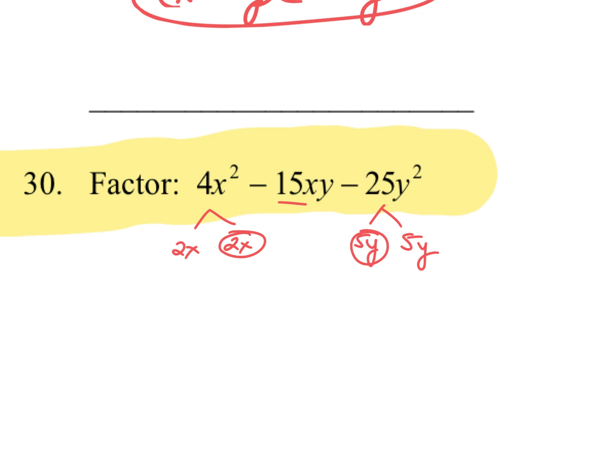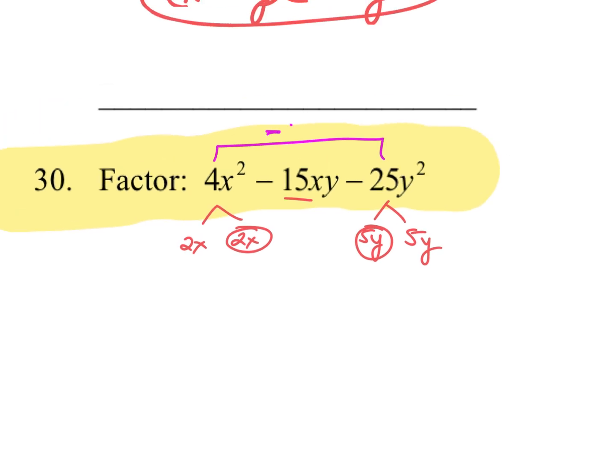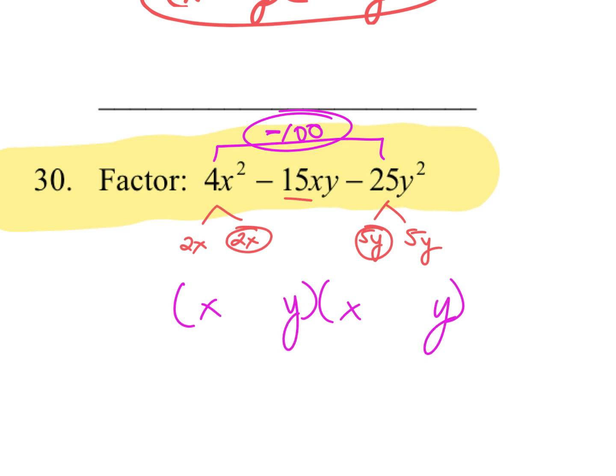This is where you've got to go old school. A times C. What is 4 times negative 25? Negative 100, okay? You can do this the grouping way or the Meadows way, whatever you want to do. What is going to go in the front of each parenthesis? X. What's going to go in the back of each parenthesis? A y. What two factors of negative 100 will multiply to give me negative 100, but add to give me a negative 15? Perfect. Negative 20, positive 5. So I'm just going to put negative 20 here and positive 5 here.